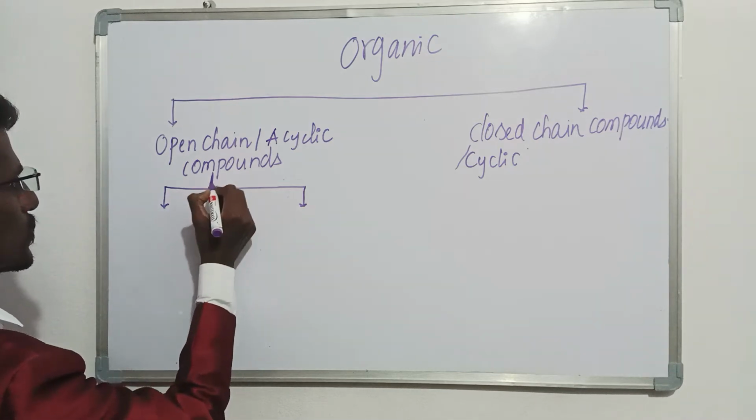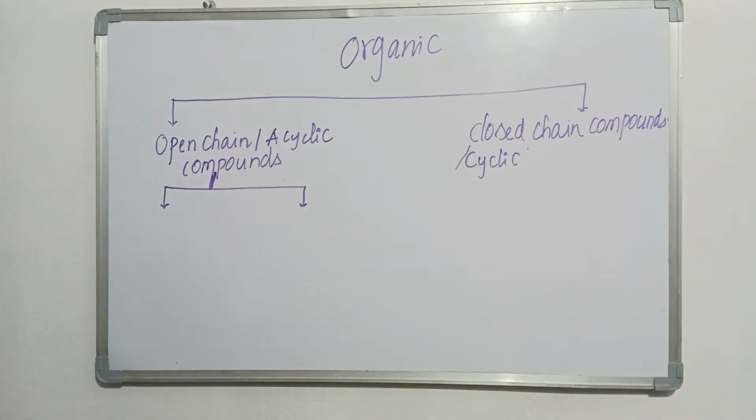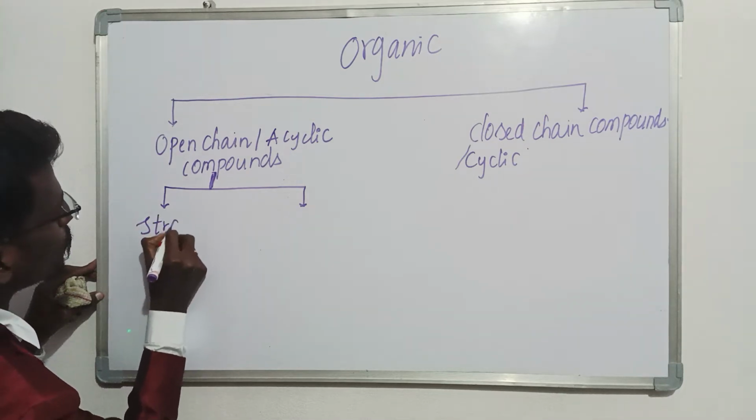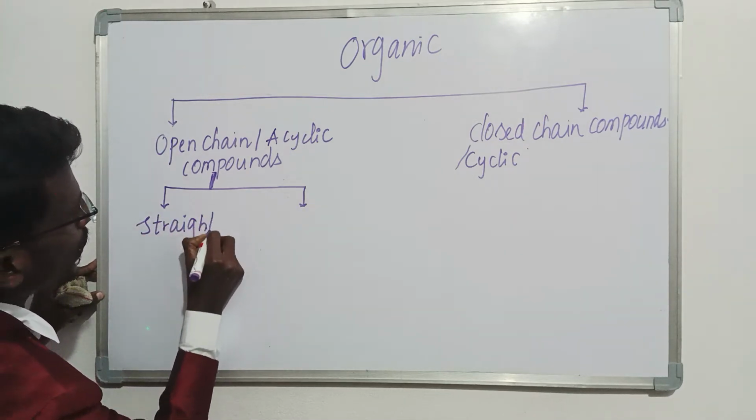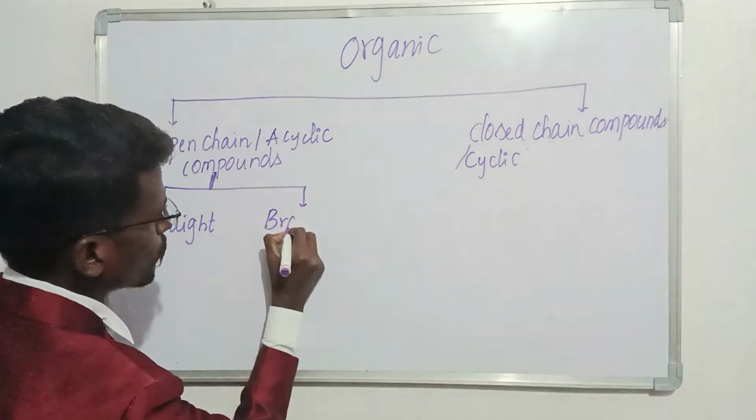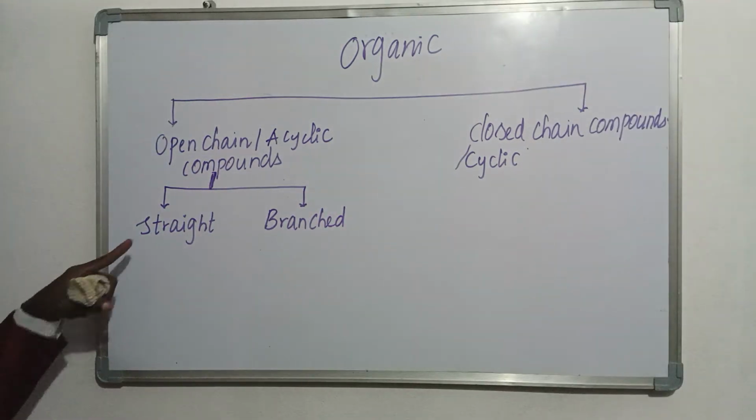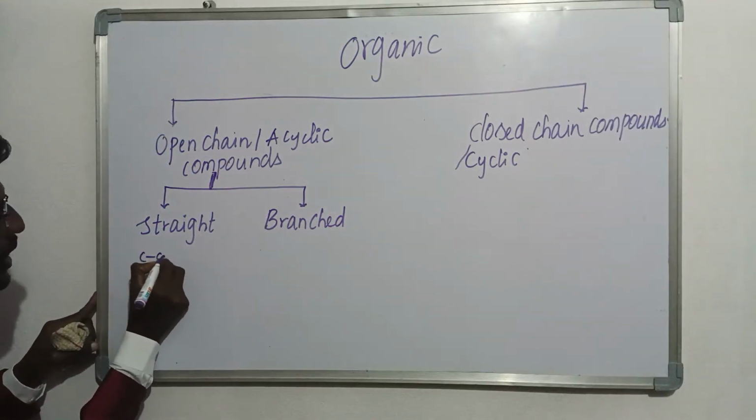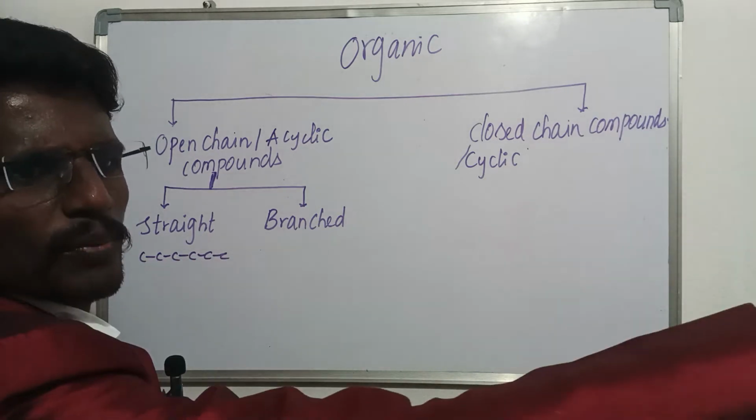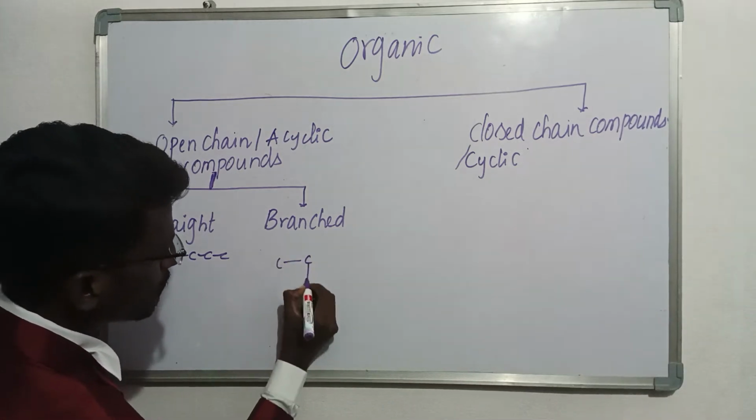Then these open chain compounds are again classified into two types: straight chain compounds and branched chain compounds. So straight chain means the carbon atoms form a straight chain. Branched chain means the carbon forms branches.